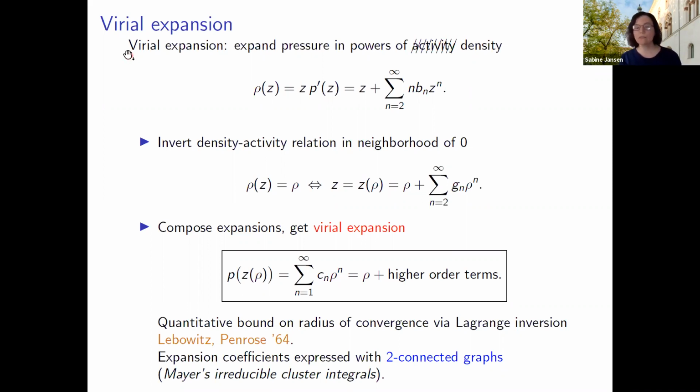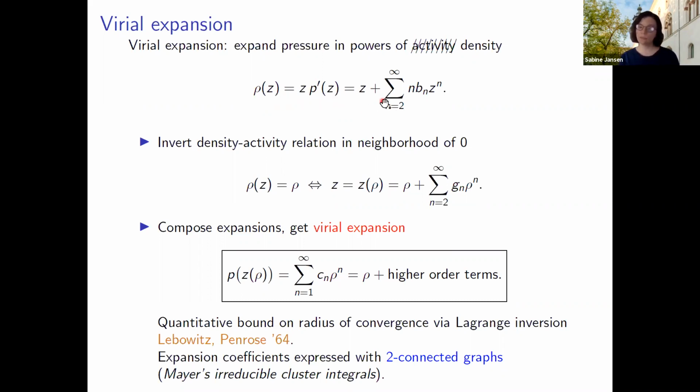The Virial expansion now asks, what if you don't want to expand in powers of the activity Z, which for some people might be a slightly abstract parameter, which is difficult to observe in nature, but instead you want to expand in powers of the density rho. The density rho is average number of particles divided by volume. And now if you remember, there was the relation with the derivative of the log of the partition function. In terms of the pressure, this is Zp prime of Z. And in terms of the expansion, this is Z plus higher order terms.